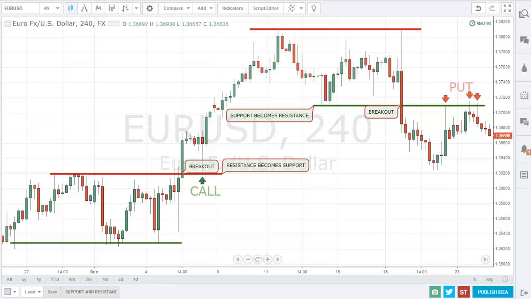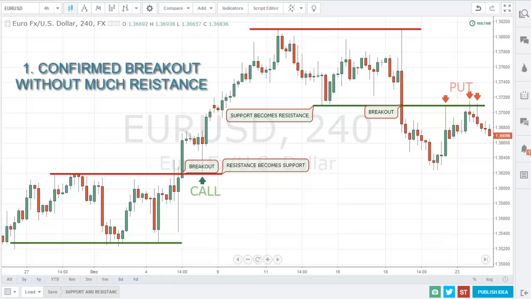In the breakout strategy, there are two options for entry. First is when the price has confirmed the breakout without much resistance: buy an option in the direction in which the price moves. If we take the second example, then we would have bought the put option. Do not enter a trade if the price moved too far away from the level. Upon expiry, watch the asset behavior in the past.